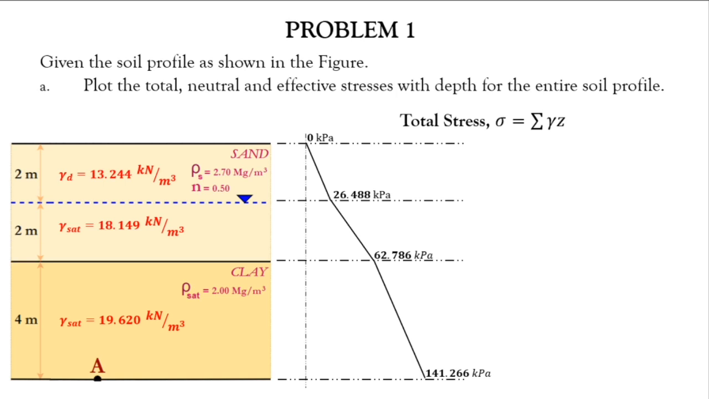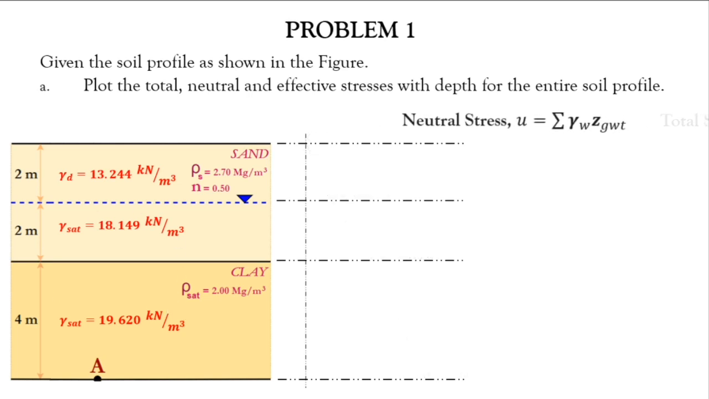Now, let's proceed to the neutral stress. In neutral stress, what we are talking about is just the water. So remove the soil and just analyze the water. Of course, that water is referenced to the groundwater table. This means that below the groundwater table, our void spaces are full of water, because we assume that below the groundwater table it is fully saturated and submerged. So let's proceed now to our neutral stress.